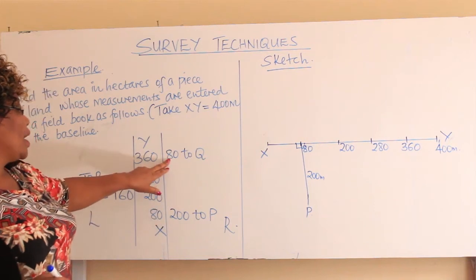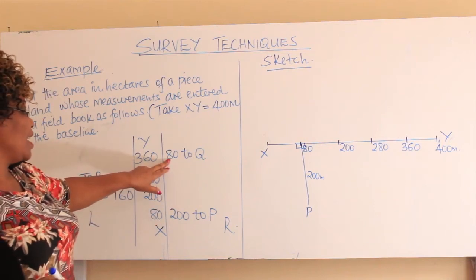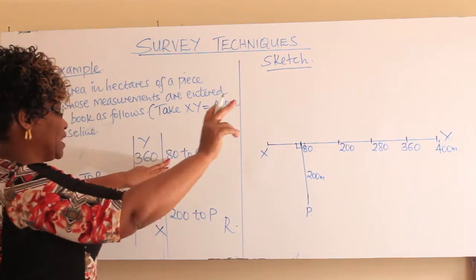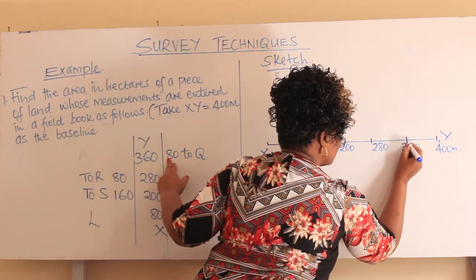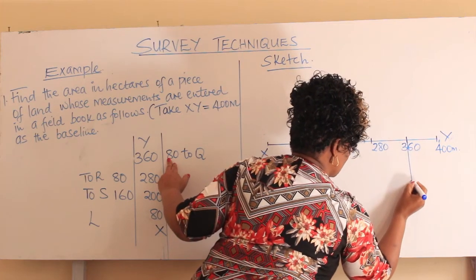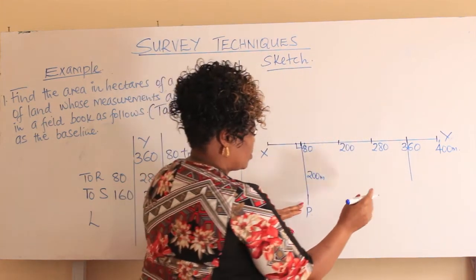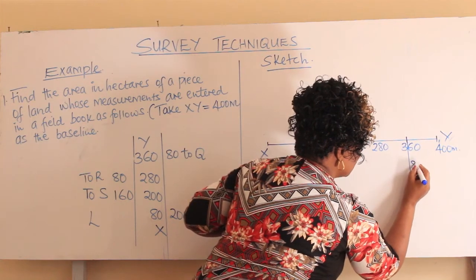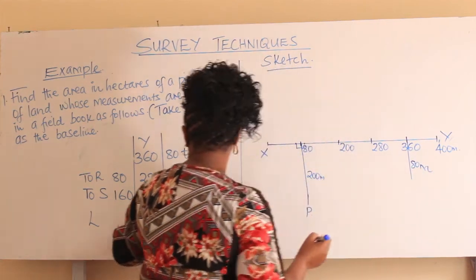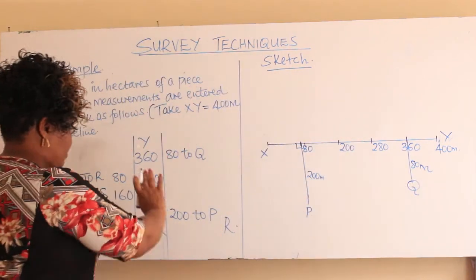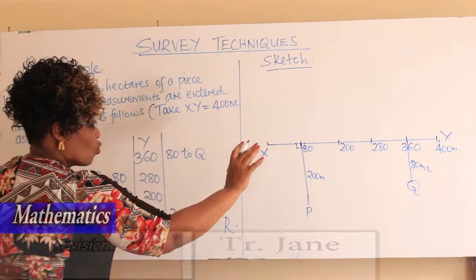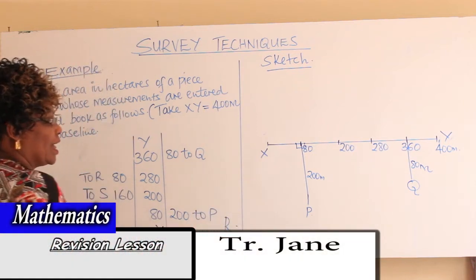Then you go to 360. At 360, we have an offset to Q, and it is 80 meters. You approximate. If this was 200, maybe we can fix our 80 there. Our 80 meters to Q. So the offsets to the right go below the line.